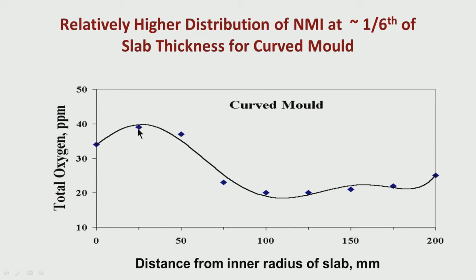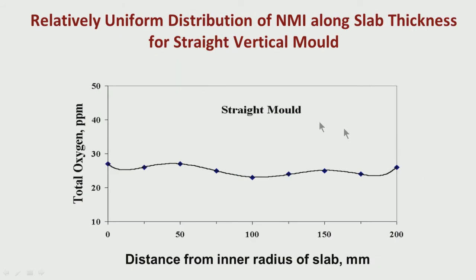This is very interesting. So, when we process this material, we will find more defects near the surface which corresponds to the inner radius, and the surface which corresponds to the outer radius is relatively more clean. So, we will have more defects at one surface and fewer defects at the other surface, but for a straight mold, defects are more or less uniform. That means whatever incidence of defects there is, it is more or less uniform at both the surfaces.